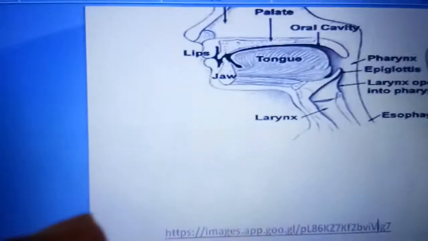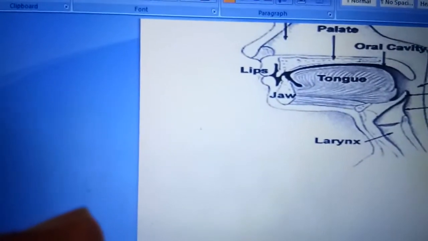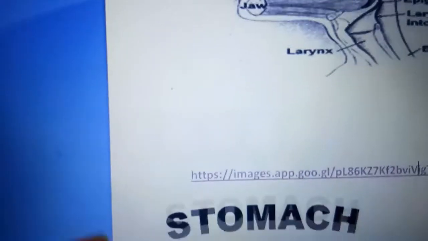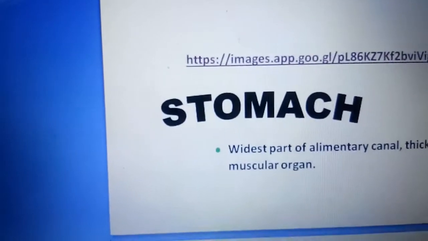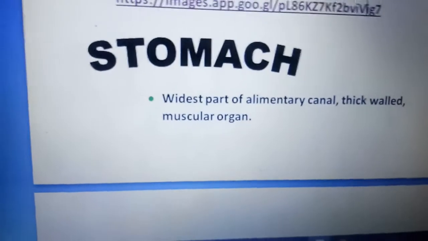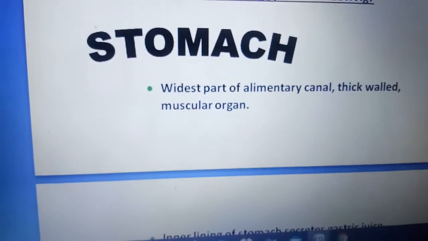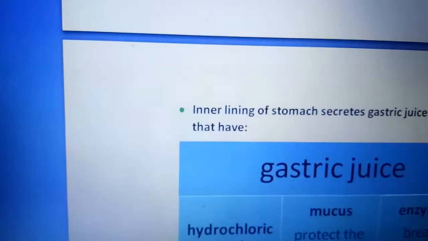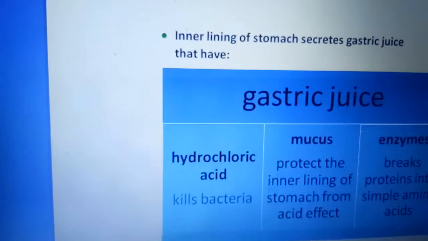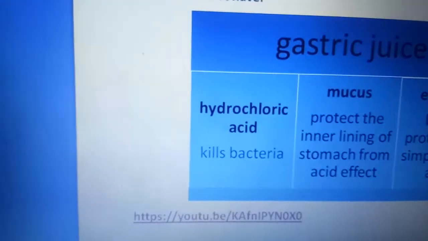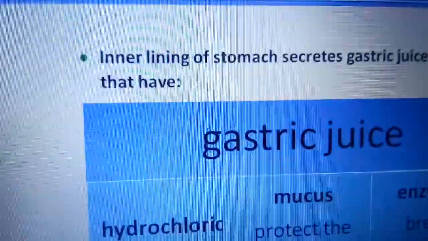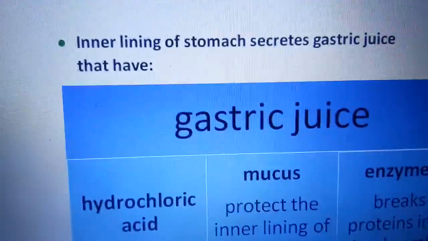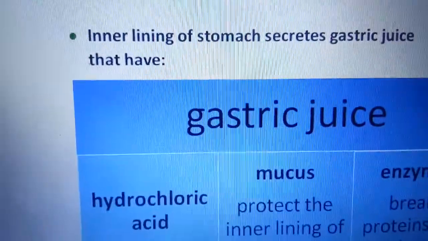Beta ji, our next topic that we are going to discuss is the stomach. Stomach is the widest part of the human alimentary canal. It is a very thick-walled and muscular organ, and the inner lining of the stomach secretes juices. That juice is known as gastric juice, which is secreted by the gastric glands present in the stomach.